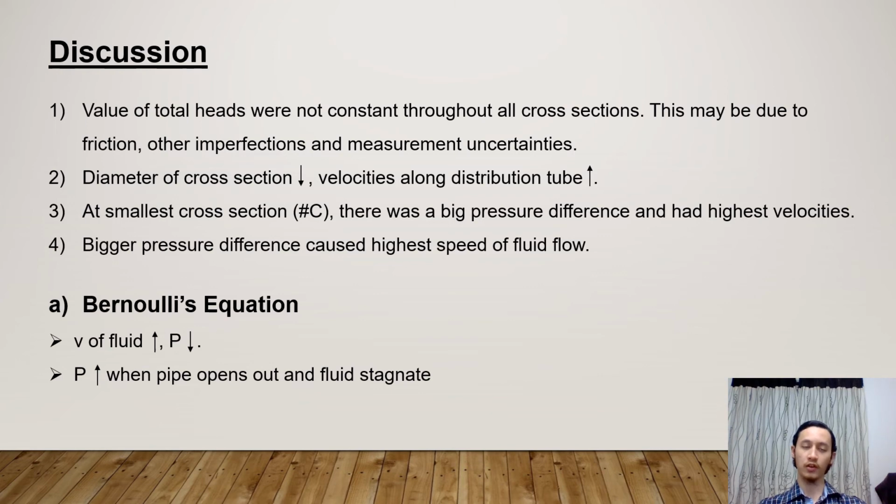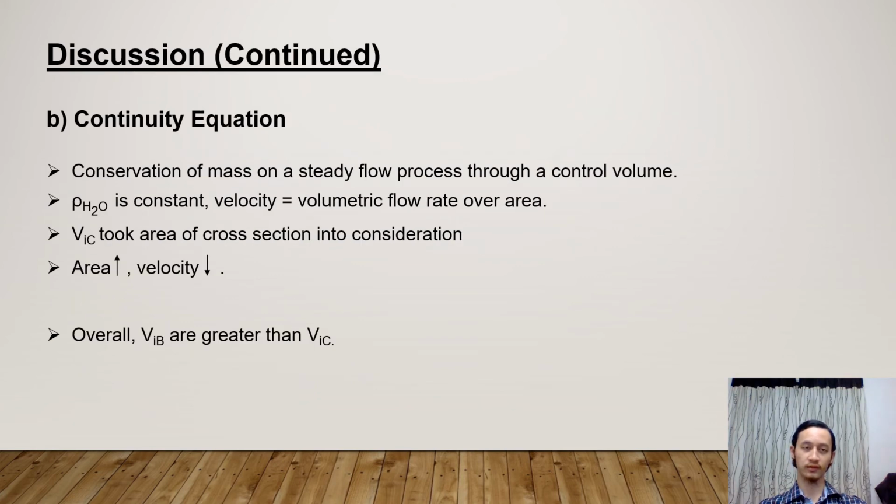When the diameter of cross-section decreases, velocities along the distribution tube increase. At the smallest cross-section, which is C, there was a big pressure difference and it had the highest velocities. Bigger pressure difference caused highest speed of fluid flow. For Bernoulli's equation, as the speed of fluid increases, pressure decreases. Pressure increases when the pipe opens out and fluid stagnates.